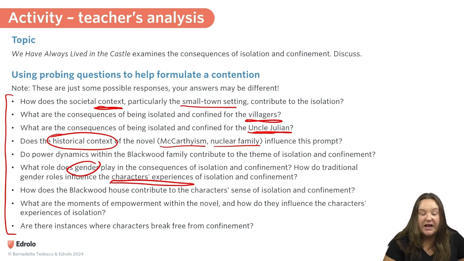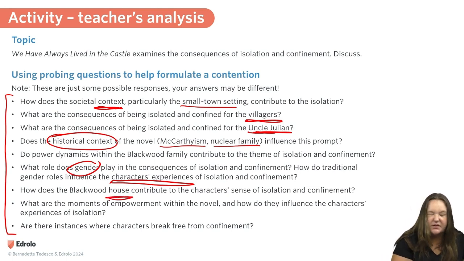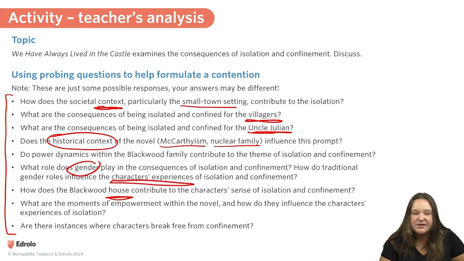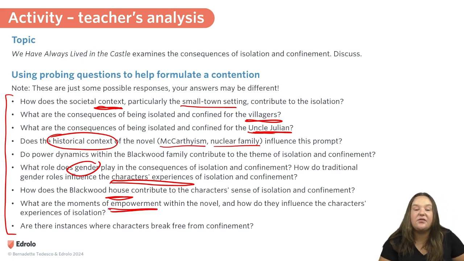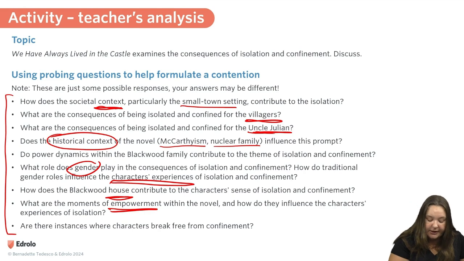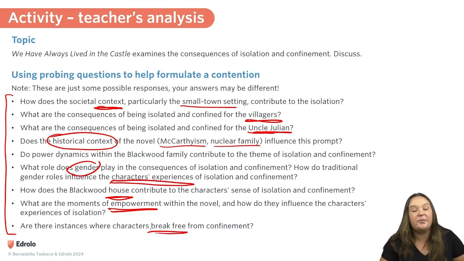How does the Blackwood house, and there I'm thinking about that symbolism of the house, contribute to the character's sense of isolation and confinement? And what are the moments of empowerment within the novel, and how do they influence the character's experiences of isolation? Are there instances where the characters break free from their confinement?